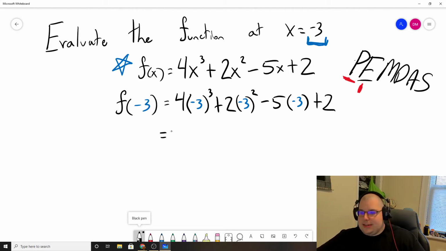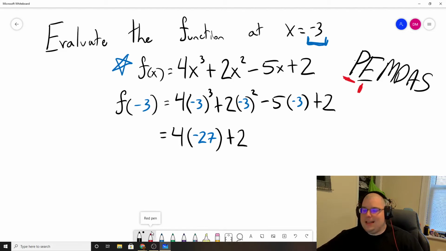So in my next step, the 4 stays, and now I've got to do -3 to the 3rd power. -3 to the 3rd power is -3 times -3 times -3, which is a -27. And now I'm going to keep it inside the parentheses for a little while longer. And that's to make sure that I see that there's multiplication there between the 4 and the -27. Sometimes if we're going fast and we just write 4 -27, you might see it as subtraction, which is going to give you a wrong answer because there's multiplication there.